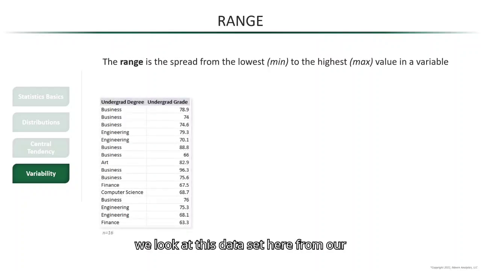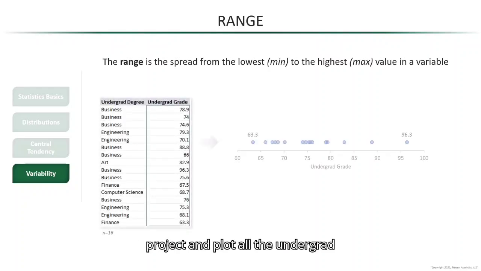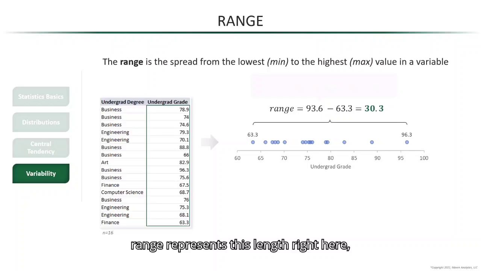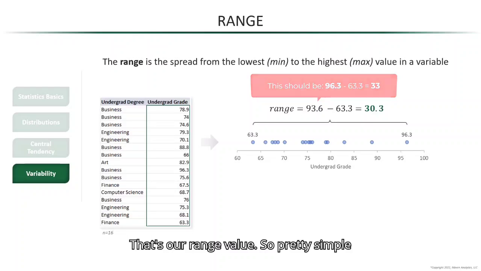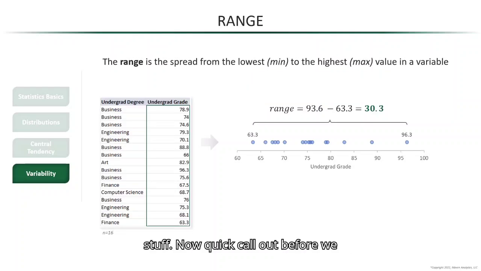So if we look at this data set here from our project and plot all the undergrad grades on this scale here, well then the range represents this length right here, which is simply just 93.6 minus 63.3, or 30.3. That's our range value. So pretty simple stuff.